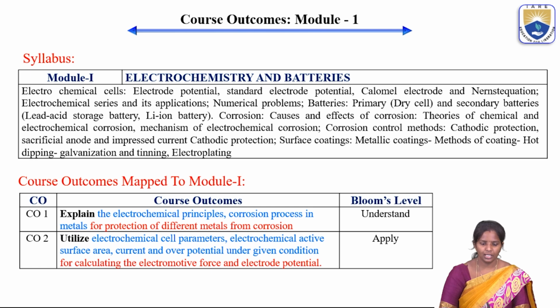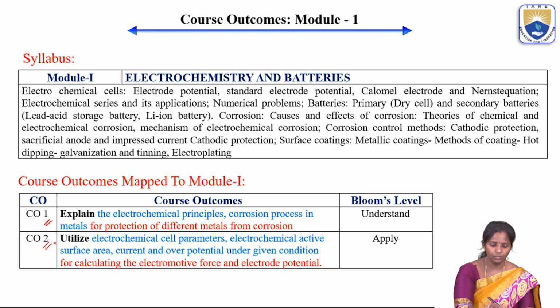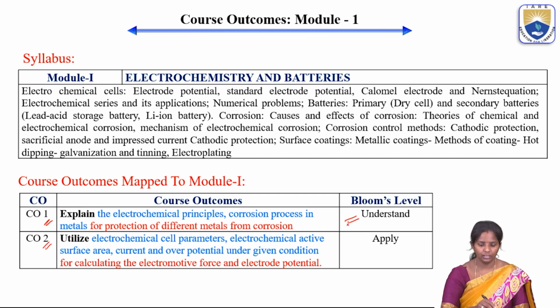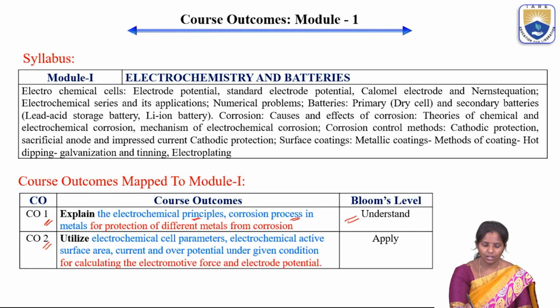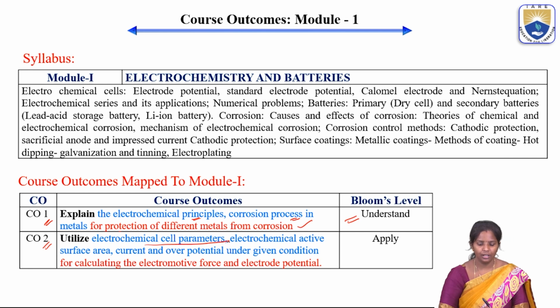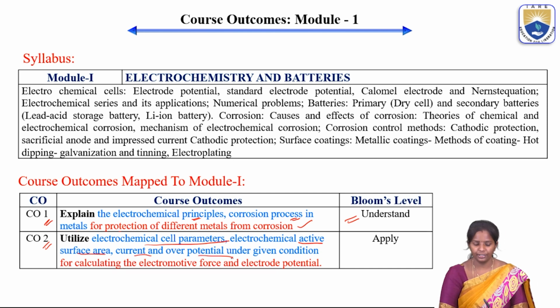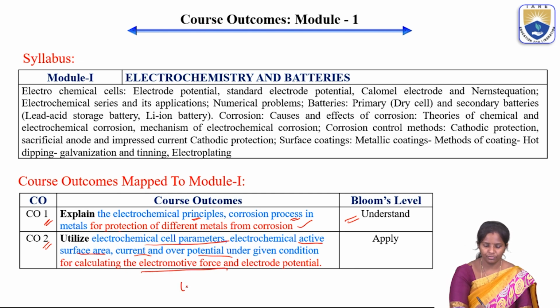So for example, if we take the first module, electrochemistry and batteries, it has course outcome 1 and 2. In course outcome 1, at the Bloom's level we are understanding the electrochemical principles, the corrosion process for protecting the metals from corrosion. Then the second course outcome, we are applying that knowledge in calculating. So what are we calculating? Cell parameters. So we are utilizing the knowledge of active surface area, current, over potential under some given condition. So this will be used in electromotive force, EMF calculation and electrode potential.